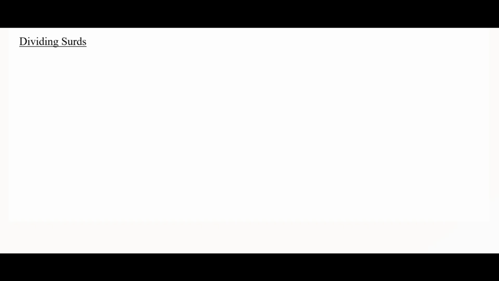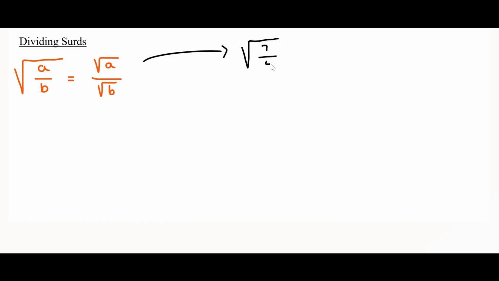Now, looking at dividing surds, one rule we need to know is if we have the square root of a over b, this can be rewritten as root a over root b. An example of this would be if we had root 7 over 4, this can be rewritten as root 7 over root 4, and root 4 is equal to 2, so our final answer would be root 7 over 2.